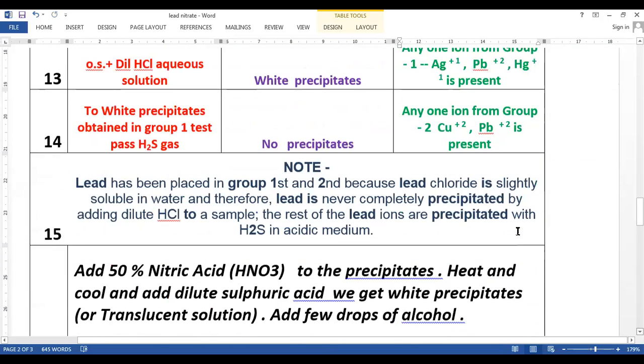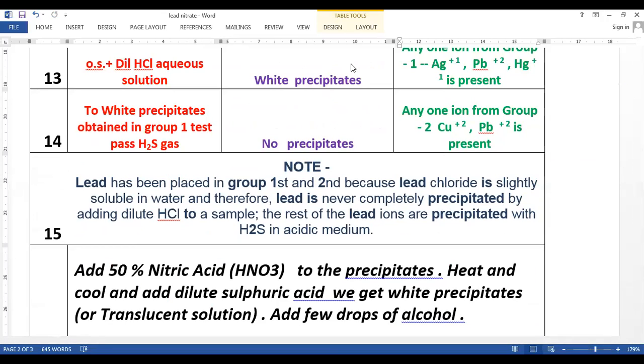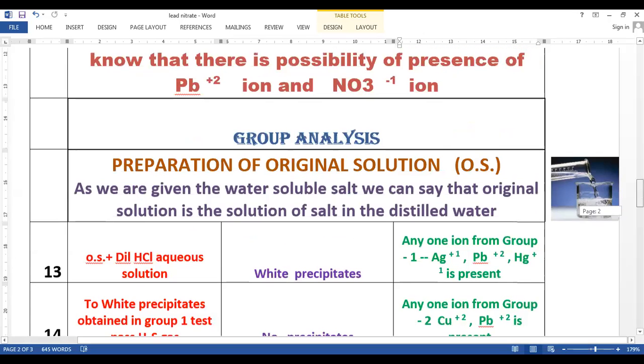Now, my dear students, please read this note. In this note, we have written that lead has been placed in group 1 and group 2 because lead chloride is slightly soluble in water, and therefore lead is never completely precipitated by adding dilute HCl to a sample. The rest of the lead ions are precipitated with the H2S in acidic medium. Now this was an important note.